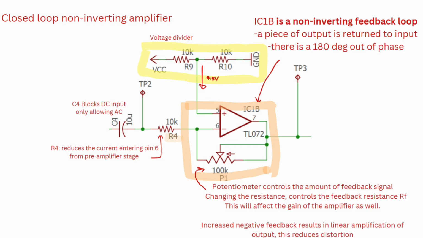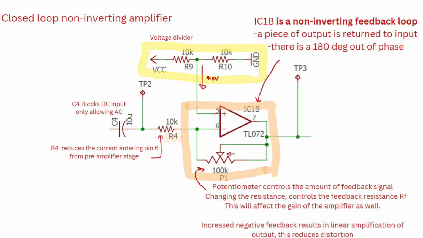So moving on, I'll be talking about the next stage, which is the closed loop non-inverting amplifier. So starting from the left, the C4 also again blocks DC input, only allowing AC. And then there's R4. R4 actually reduces the current entering the pin 6 of the IC from the preamplifier stage. So IC B1B is a non-inverting feedback loop op-amp. A piece of the output is returned to the input, so therefore there is a 180 degree out of phase.